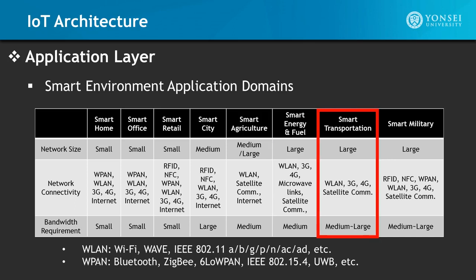Smart transportation. Basically, it's running on wireless LAN, 3G, 4G, and satellite communication. Now, if you look below this table, you can see WLAN, Wi-Fi, and then there's WAVE, W-A-V-E. This is wireless access for vehicle environments. WAVE, wireless access for vehicle environments.